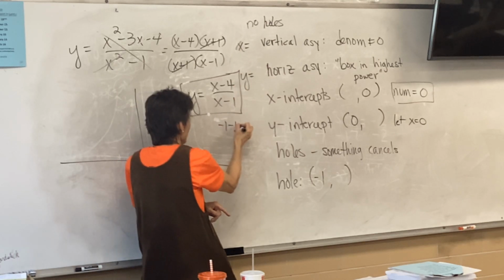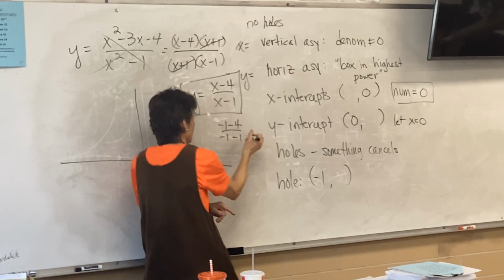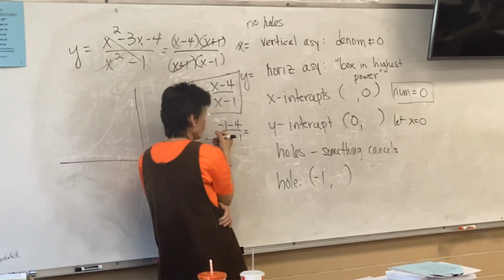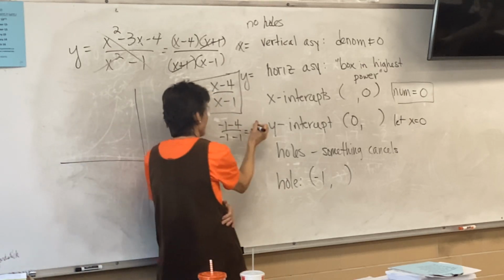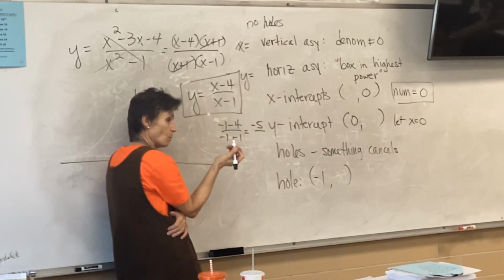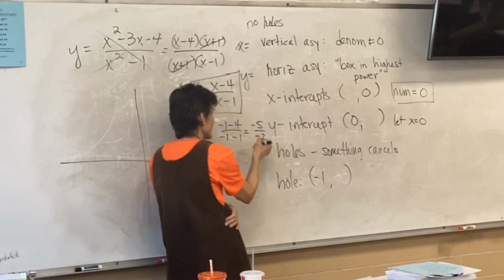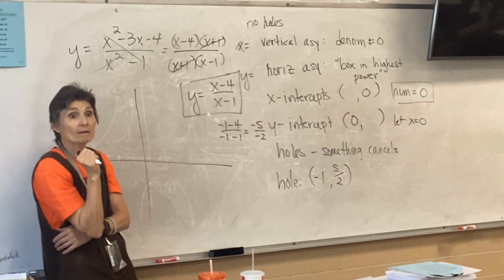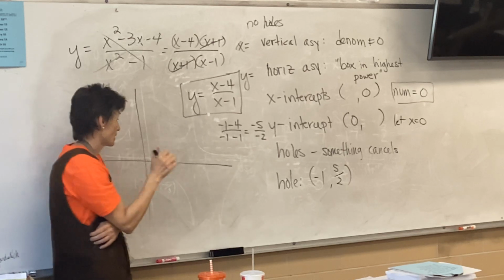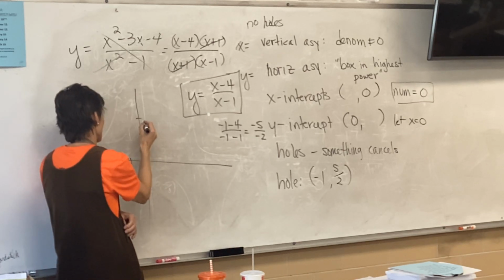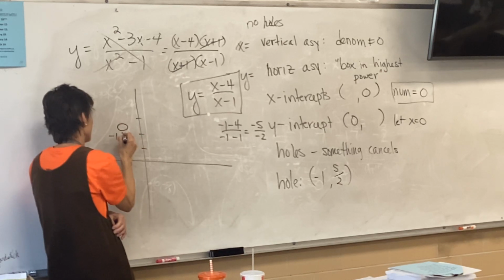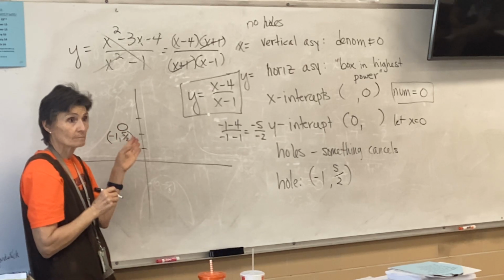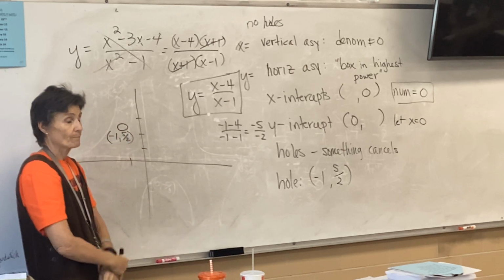So we have negative 1 minus 4 over negative 1 minus 1. So negative 1 minus 4, negative 5, negative 1 minus 1, negative 2. The negatives cancel. So my hole is at negative 1 comma 5 halves. So negative 1 comma 2 and a half, basically. So when I graph it, it's a nice little open dot. A hole in the picture.